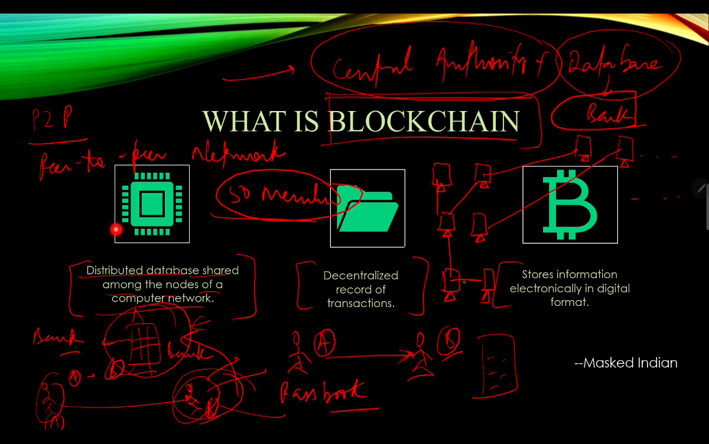Suppose this particular node is A and this particular node is B. If A is sending information to B, this information will be broadcasted to this node as well, and this computer is connected with these others, so the information will also be broadcasted by it. If A has sent money to B, this information will be broadcasted to this computer, which is further connected with two other computers. Those two computers will further record these transactions, and it proceeds forward. This is basically called the gossip protocol.